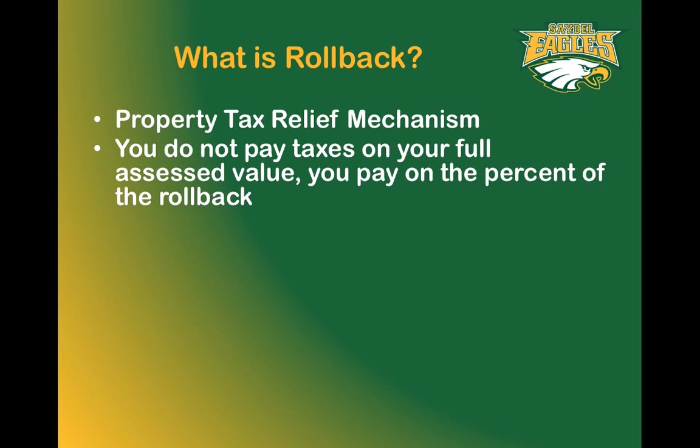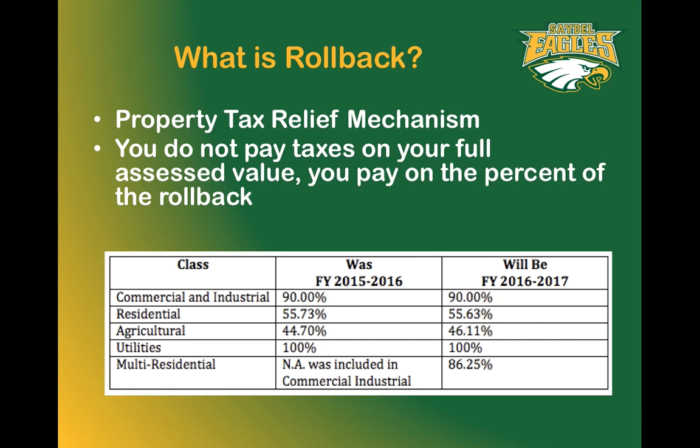Another important understanding in calculating the impact of PERL is the rollback. Rollback is a property tax relief mechanism. This means you do not pay taxes on your full assessed value. You pay on the percent of the rollback. This chart indicates the class and the rollback rates, what they were in 2015-16 and what they are in 2016-17 school years. As you can see, in residential, residents only pay 55.63% of their total assessed value in taxes. For commercial, they pay 90%.